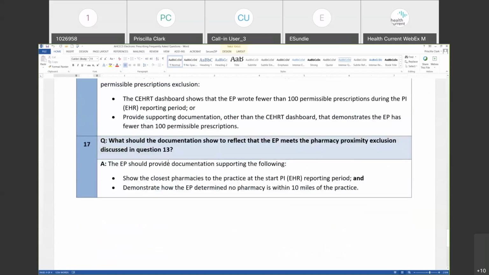Question 17, what should the documentation show to reflect the EP meets the pharmacy proximity exclusion discussed in question 13? The EP should provide documentation supporting the following. It should show the closest pharmacy to a practice at the start of the PI reporting period, and the EP must demonstrate how he or she determined no pharmacy is within 10 miles of the practice. Examples of that could be screenshots of maps, if you go to Google Maps and try to see where the closest pharmacy is and mapping that out, things along those lines, and just explain the process that you went through to determine there were no pharmacies within 10 miles of the practice.